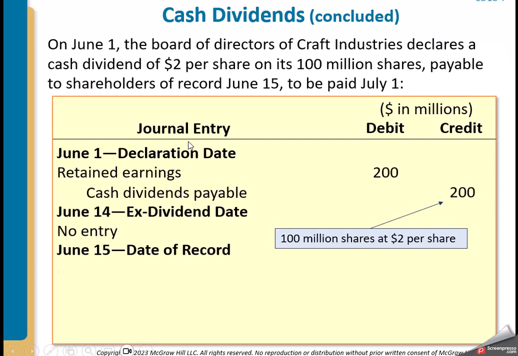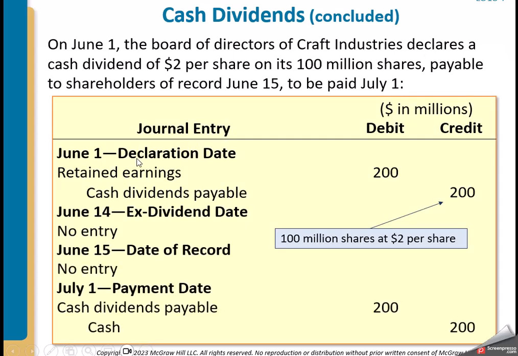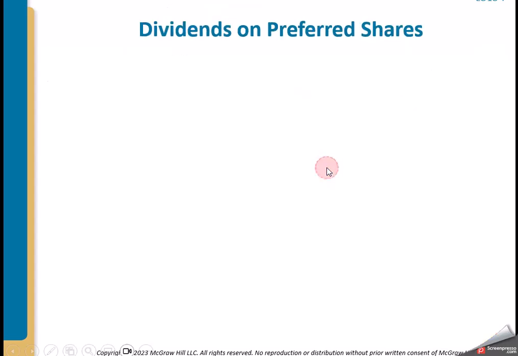So then our journal entries, here they are. When the board of directors declares it, it comes out of our retained earnings, reduces our retained earnings, and we set up a payable. Then there's a dividend date, and then a date of record, and then there's a payment date. So notice there's probably about 2 weeks in between each of those. And then we're going to debit the dividends payable and credit cash.